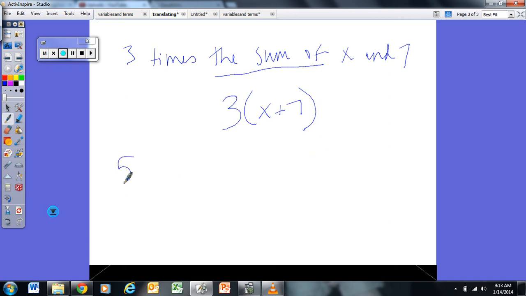How about 5 subtracted from x? This is just like less than. Subtracted from has to get written the other way. So you would write x minus 5.